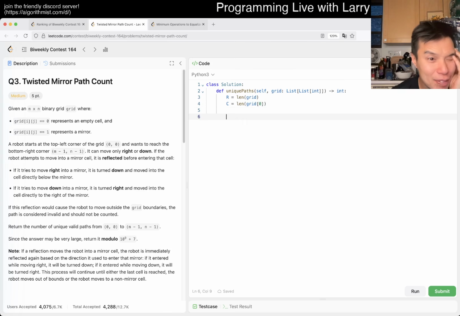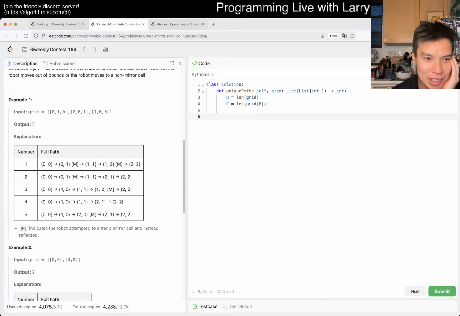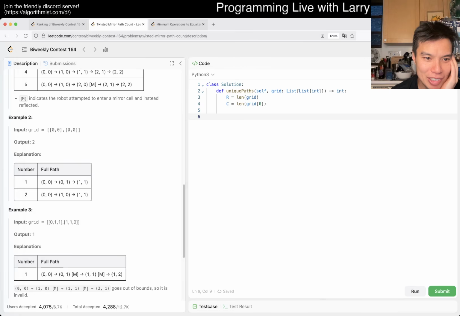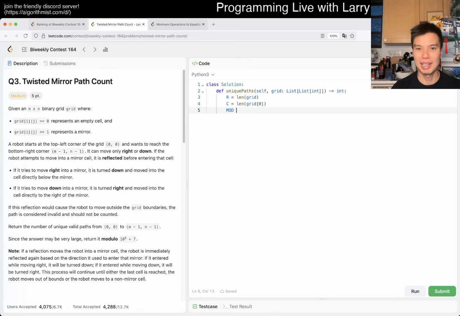Alright. Empty cell, mirror. What's a mirror? Top left wants to reach the bottom right. Down and right. Mirror cell is reflected, moves to the right. It is turned. Oh, so like a diagonal mirror. They could have just like 1 drawing. They cannot spare 1 drawing. Is it too expensive? Oh, and the number of unique routed paths. Okay. So yeah, mod. Okay, right.